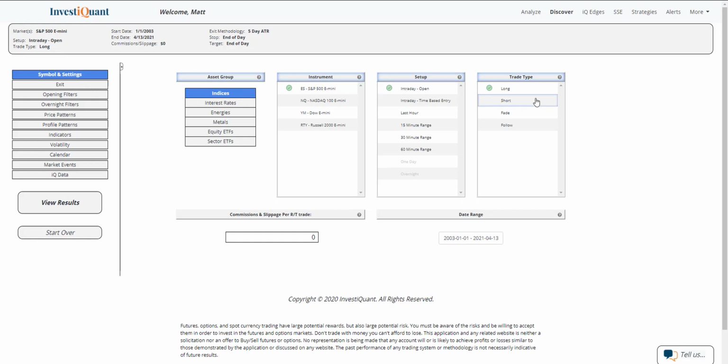The setup is intraday open. It is set up as a long that will exit at the end of the regular trading hours. The entry is at the open of regular trading hours, so 9:30 a.m. Eastern Time for the open, 4:15 for the close of regular trading hours, and that's the time period this will be looking at.